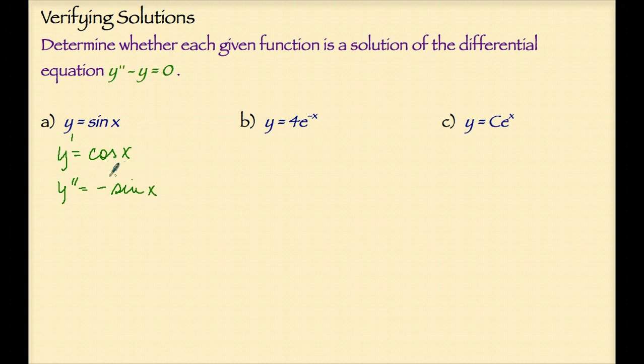Now let's take the two parts that we need, which are y double prime and y, plug them into this differential equation and see if it makes a true statement. Negative sine x minus sine x, and the question is, does this equal 0? And of course that answer is no.